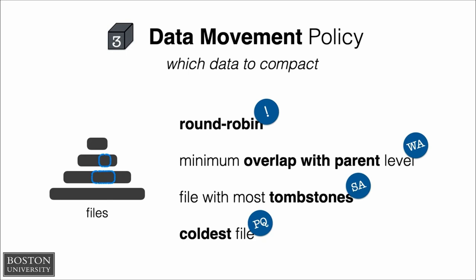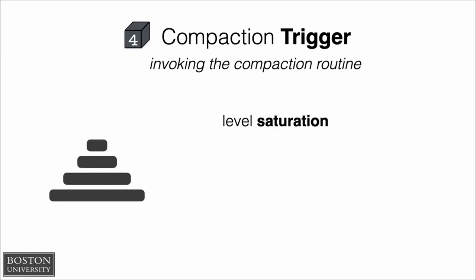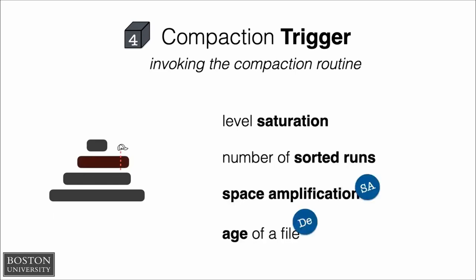So that is the data movement policy, which brings us to our last compaction primitive, the compaction trigger. Until now, we have seen, especially for a leveled LSM design, level saturation has always been the trigger. Whenever a level goes out of bound, we trigger a compaction in that level. For tiered, it was the number of sorted runs. Whenever that goes out of bound, we triggered a compaction.